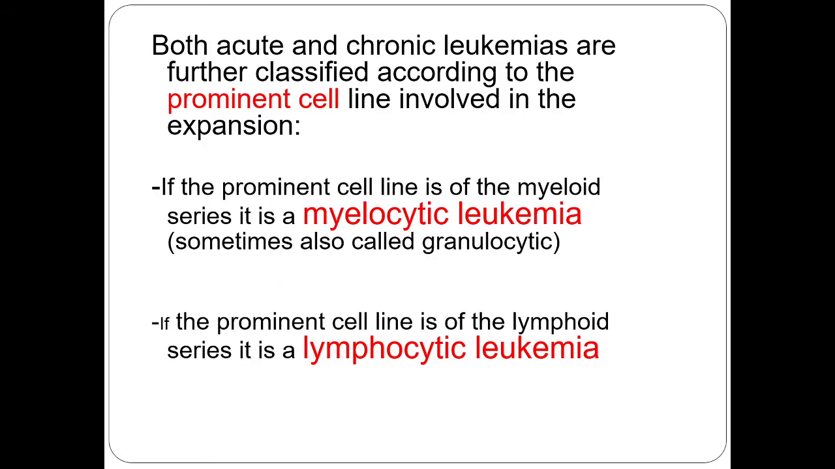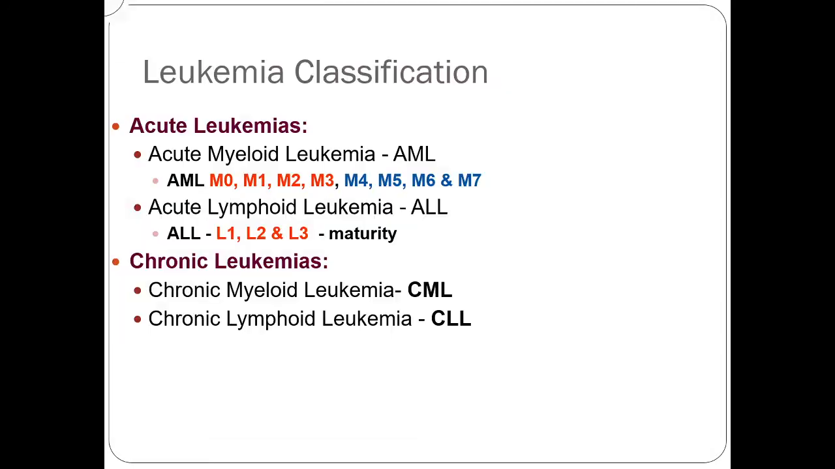Both acute and chronic leukemia are further subclassified according to the prominent cell line. If the prominent cell line is a myeloid series, it is called myelocytic leukemia. If the prominent cell line is lymphoid, it is called lymphocytic leukemia. Acute and chronic leukemia. Acute myeloid leukemia is further subclassified into M0 to M7, and acute lymphoid leukemia into L1 to L3.